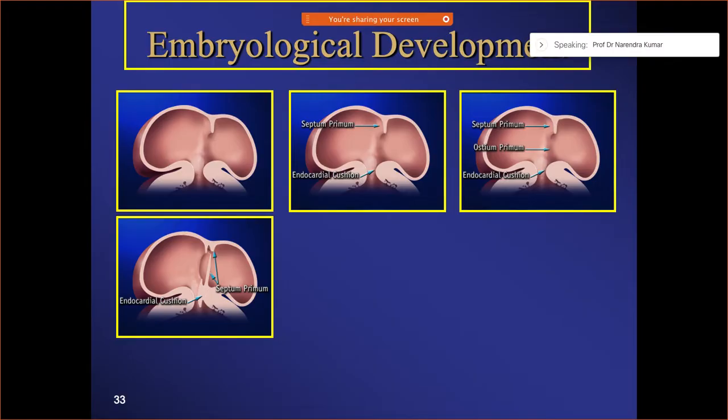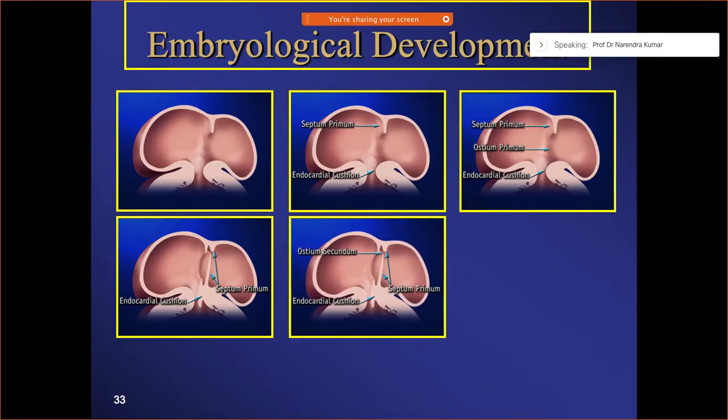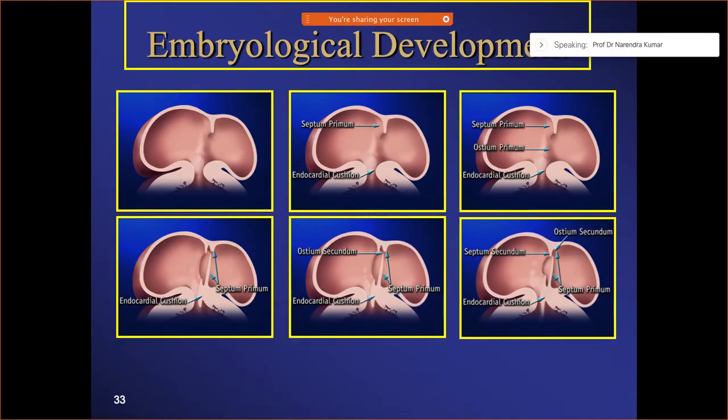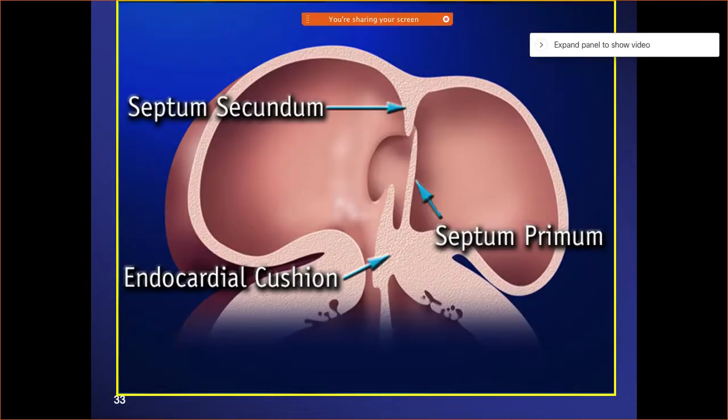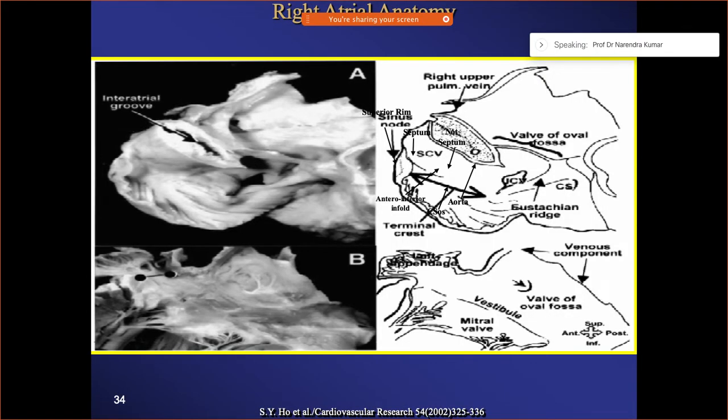Finally, we start noticing the demarcations become more and more prominent. Growth keeps happening, and then the fusion starts, causing the interatrial septum closure. That is the one which tends to cause the formation of the interatrial septum. The right atrium looks very similar, but its anatomy can be complex.